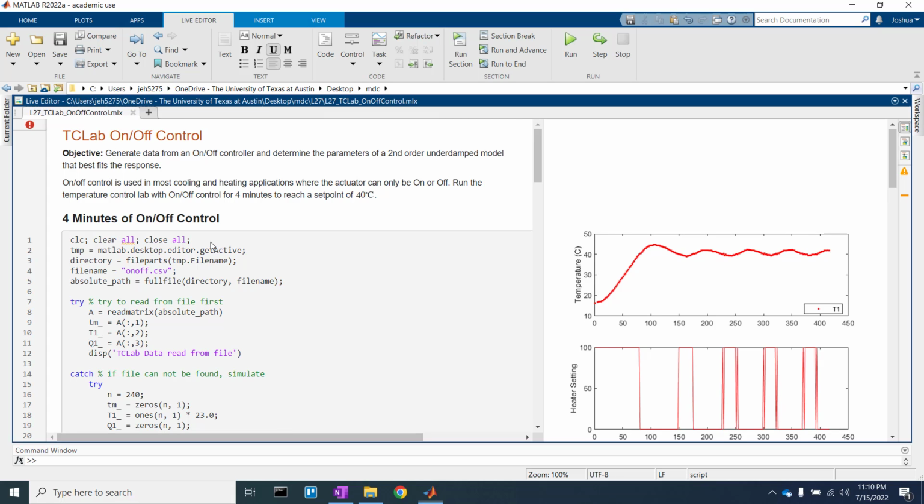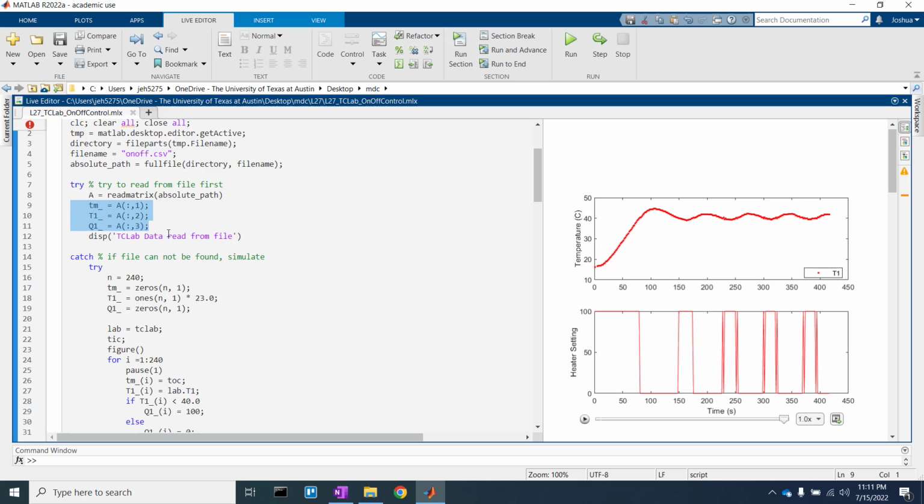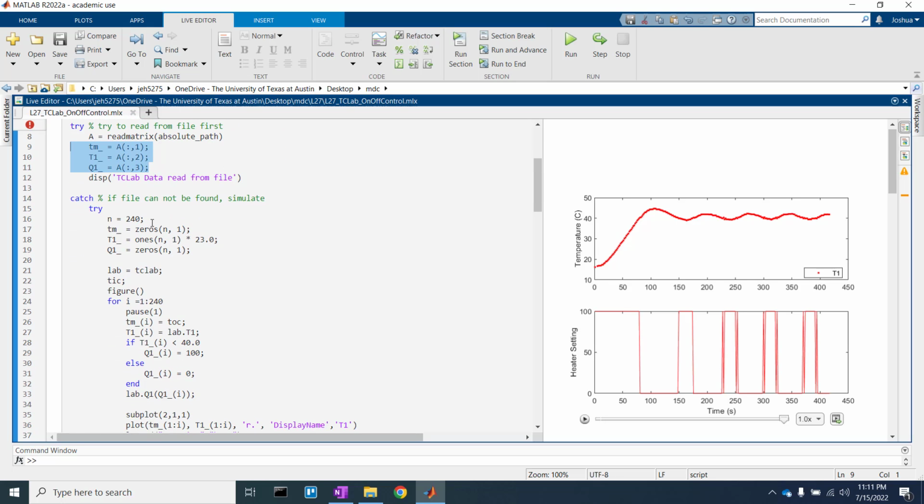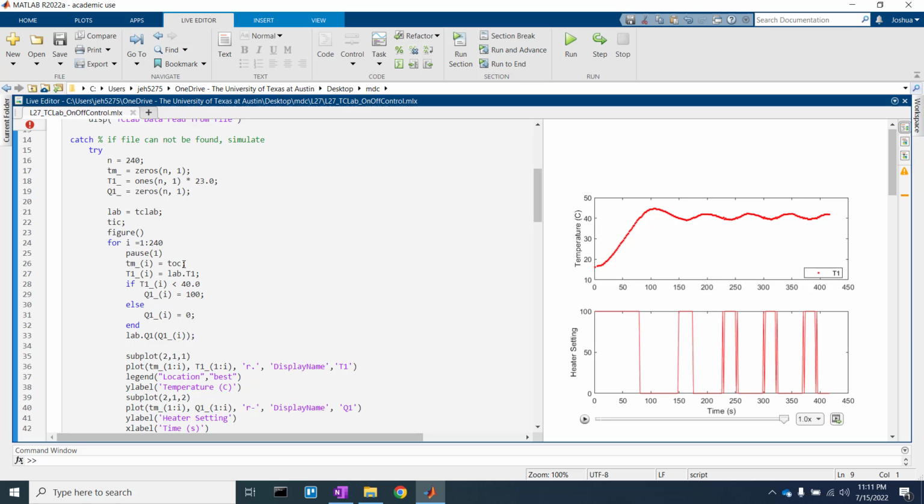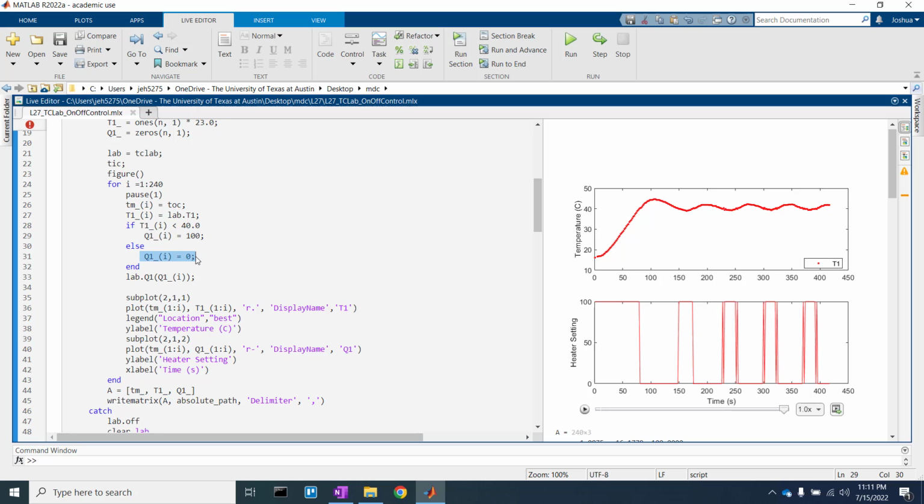Similar to what we've seen before, we're going to clear all, close all. We're going to look for a CSV if it exists. If it does exist, we're going to read these three columns. If not, we're going to go ahead and do some on and off control. Now what that means is we set our timer, we set our arrays, and if our temperature is under 40, our heater setting is 100. And if our temperature is over 40, our heater setting is 0. Then we implement it and we graph it.